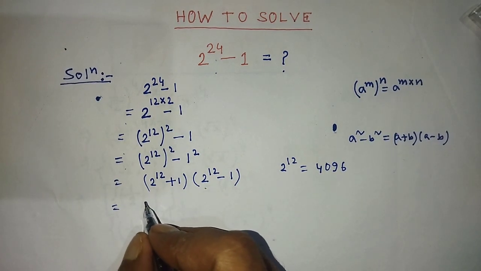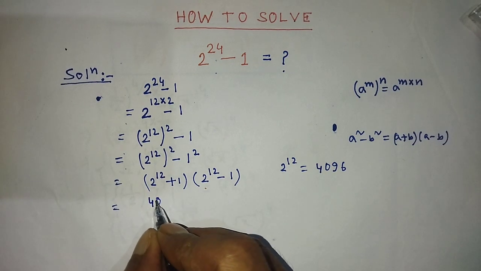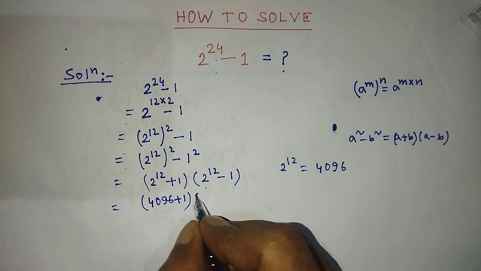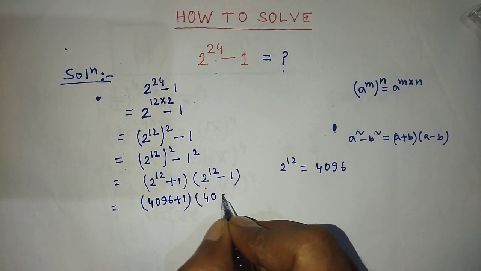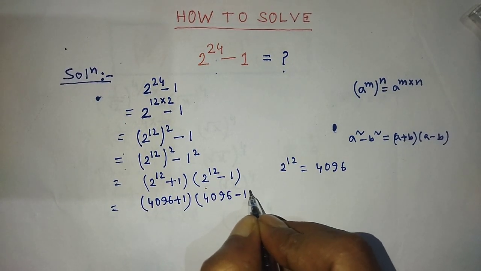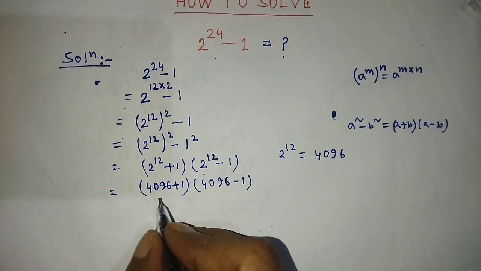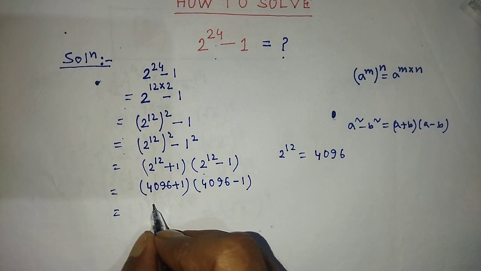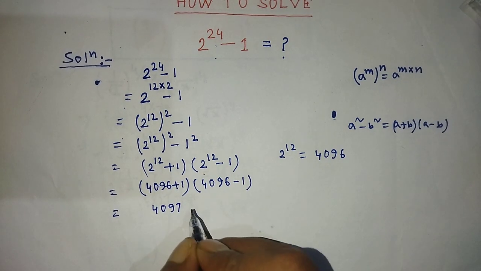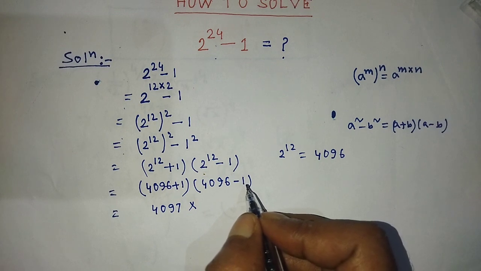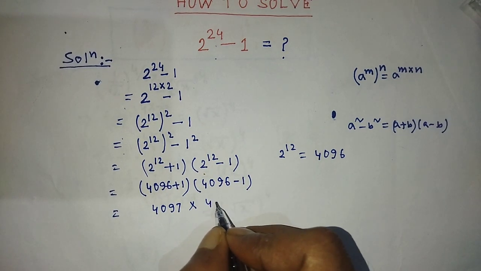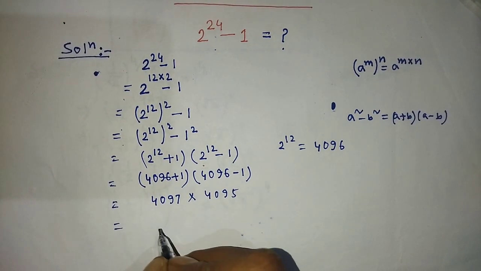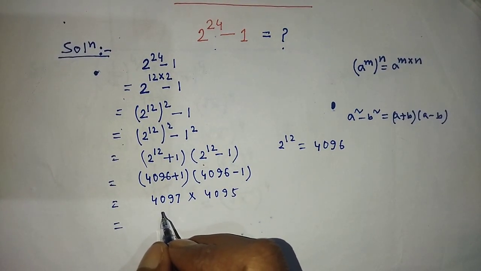So we can write 4096 plus 1 into 4096 minus 1. Okay student. So my dear student, after that if you add 1 to this number, then we get 4097, into, if you subtract 1 from this number, then you get 4095. Okay student.